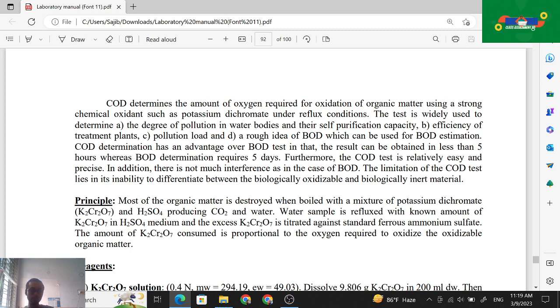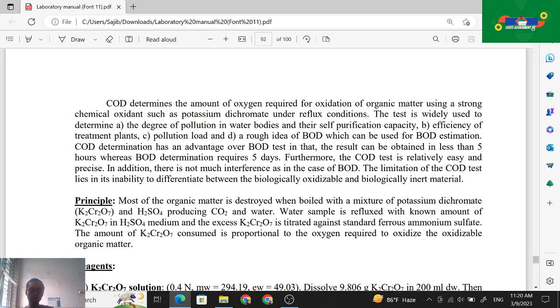Then we get the pollution load and a rough idea of the BOD, which can be used for BOD estimation. COD determination has an advantage over the BOD test in that the result can be obtained in less than 5 hours, whereas the BOD determination requires 5 days. Furthermore, the COD test is relatively easy and precise, and in addition there is no mass interference as in the case of BOD.